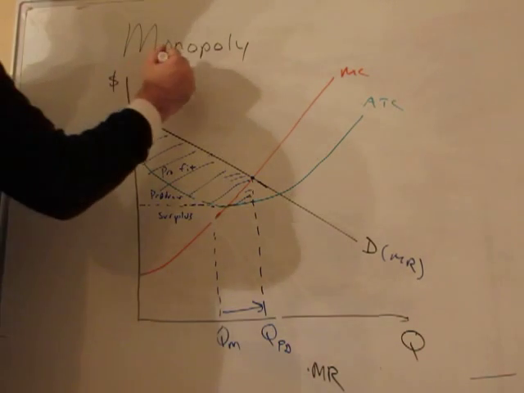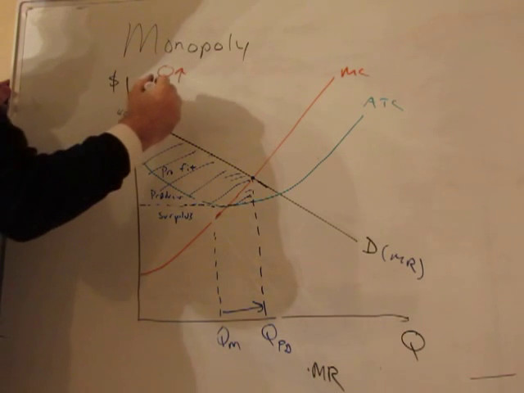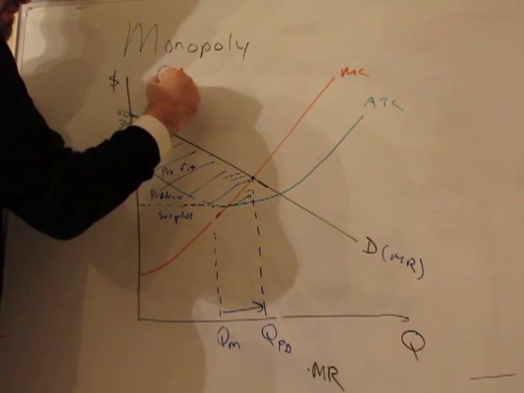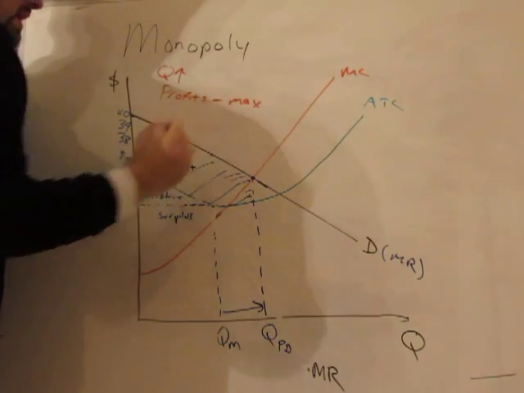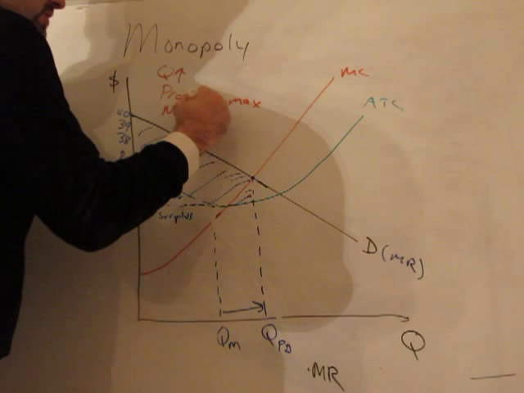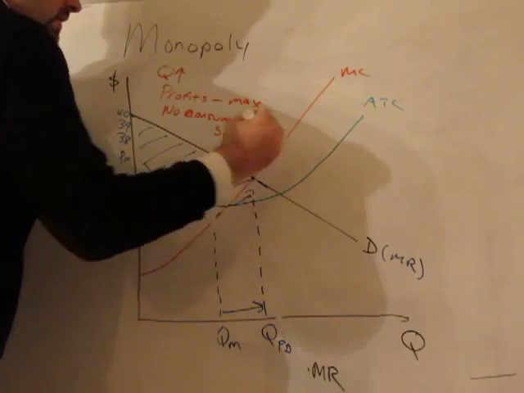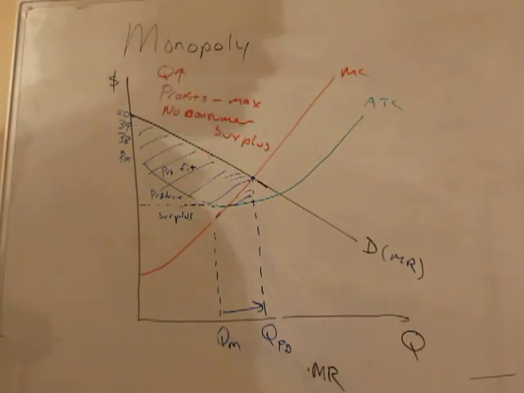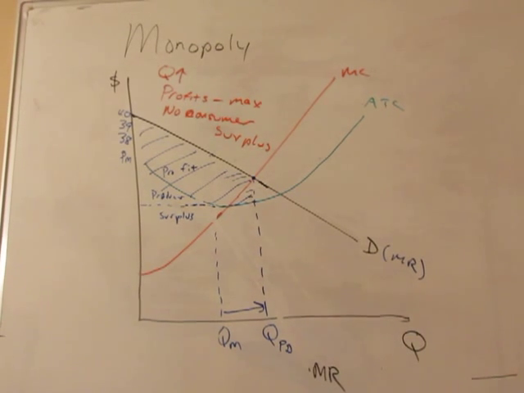So what does perfect price discrimination do? First of all, we see our quantity increase. We see profits at their max. And then the last thing that we see is no consumer surplus. And that is why firms would love to be able to perfectly price discriminate.